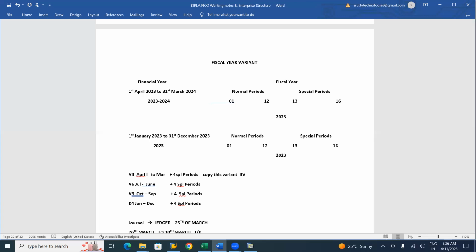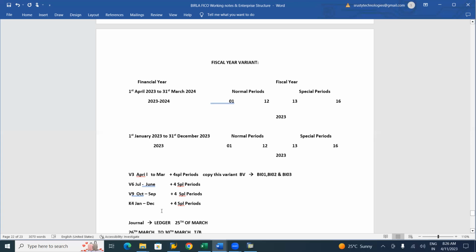Yes. We are going to assign this variant to our 3 company codes. What are our 3 company codes? BI01, BI02, and BI03. BI01 is an Indian company code, BI02 is an Indian company code, and BI03 is a US company code. So here we are going to use K4 also when we start our new GL accounting.